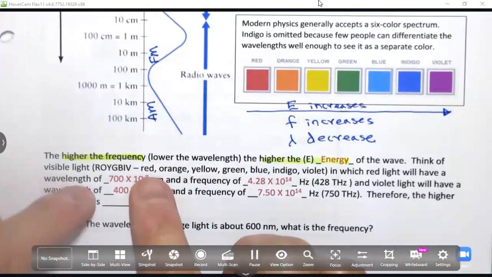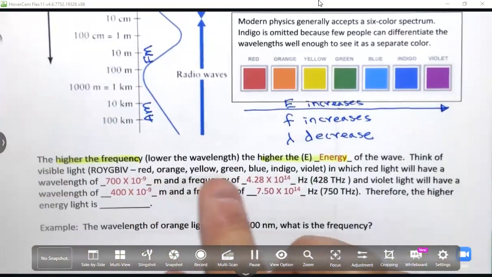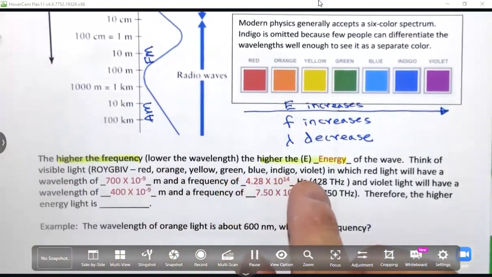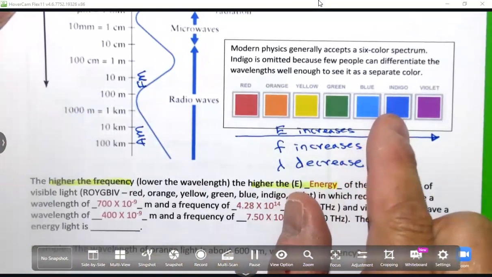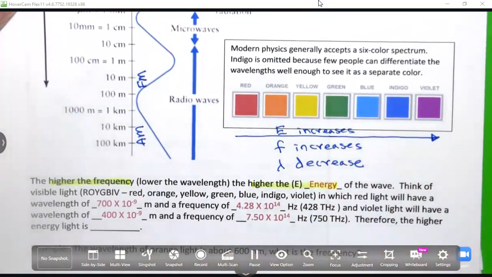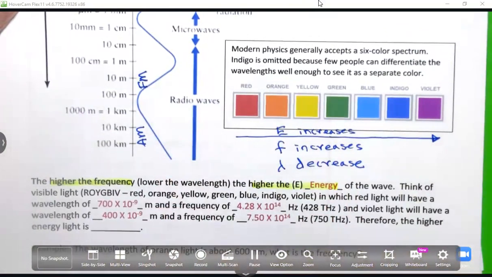Think of visible light, ROY G. BIV: red, orange, yellow, green, blue, indigo, violet. Except for now, indigo is kind of like the planet Pluto. They decided it somewhat doesn't exist. So now you don't see indigo.